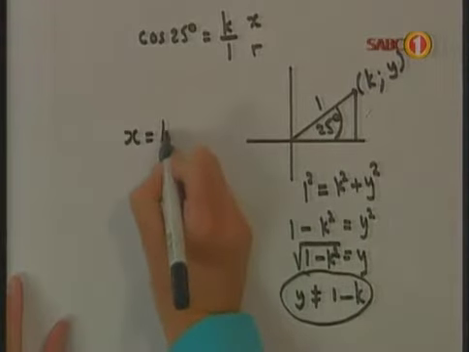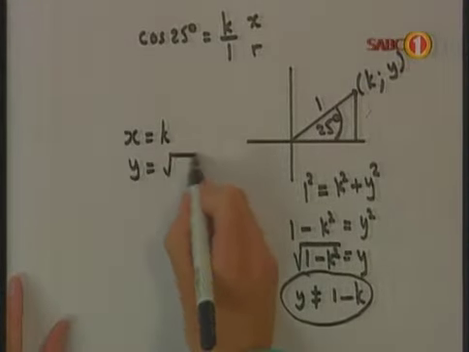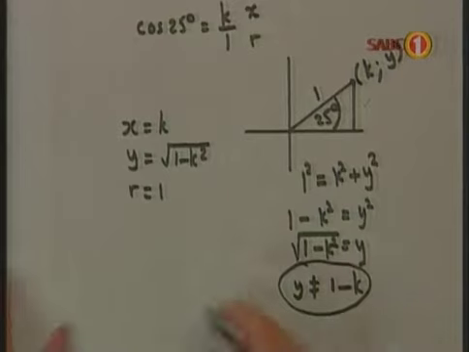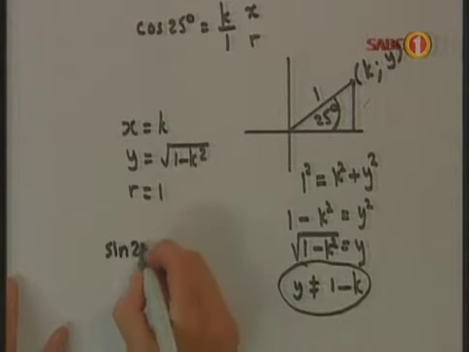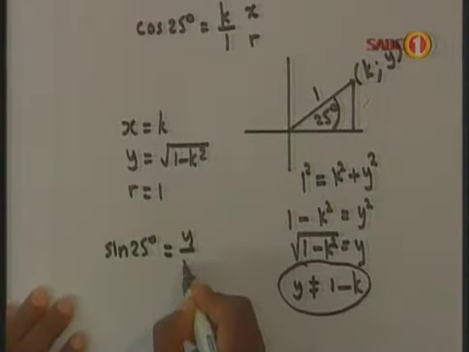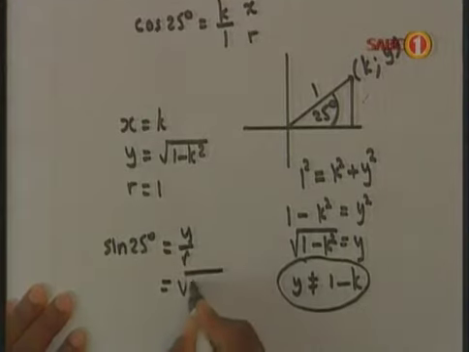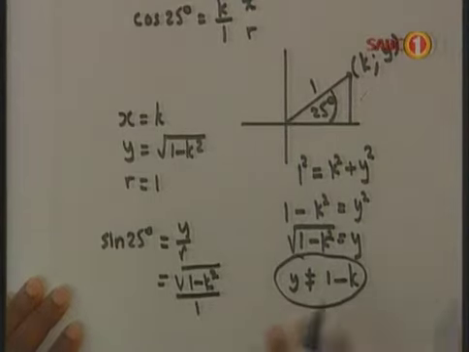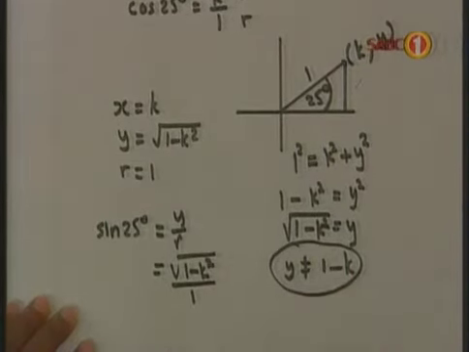Now, let's just summarize what we've got, and then we can go through the first question. We know that x is equal to k, that y is the square root of 1 minus k squared, and then r is equal to 1. So if you want to work out the sine of 25, what do we do, Nelson? Y over r. Sine 25 is y over r, and the y value is the root of 1 minus k squared, then the r is 1. You can leave your answer like this, or it simplifies to the square root of 1 minus k squared. That's good. There are other ways of doing it, but the diagram method is absolutely the best.